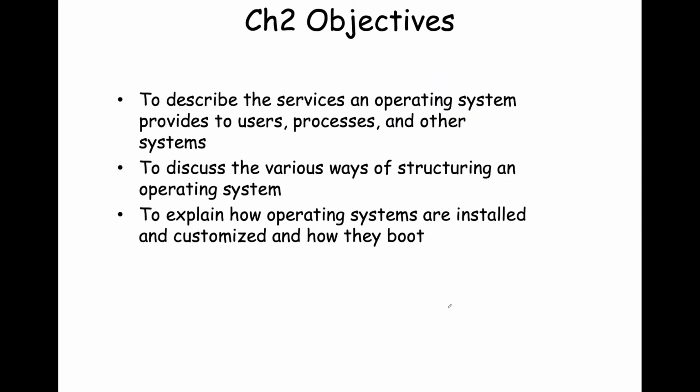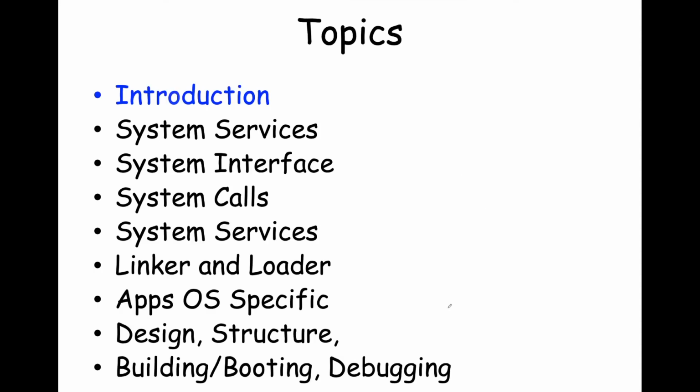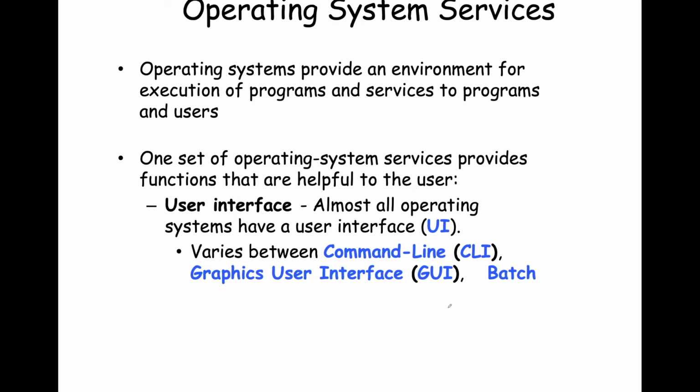Okay, so the objective for chapter 2 is to describe the general services that an operating system makes available to everyone that uses it: processes that are running, users, as well as other systems it might be interacting with. So we'll look at all the different ways of structuring an operating system and explain also how they're customized, how they first start up or boot, and how they're installed. So let's take a look at system services. Operating systems give you an environment that allows you to execute programs, and it provides services or resources to those programs running, as well as the users that interact with the operating system, with the underlying machine.